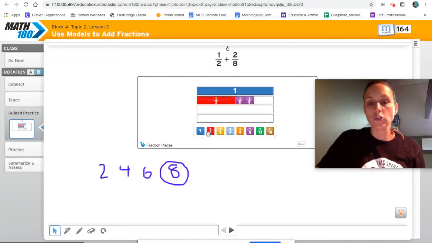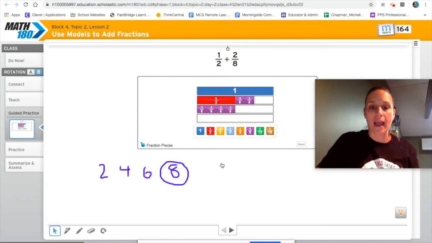So if I use my model here, I'm going to take those 1/8 pieces. I'm going to line them up underneath my 1/2. And I can see that 4/8 is equivalent to 1/2. I can then add those 4 1/8 pieces to the 2/8 for a total of 6/8.